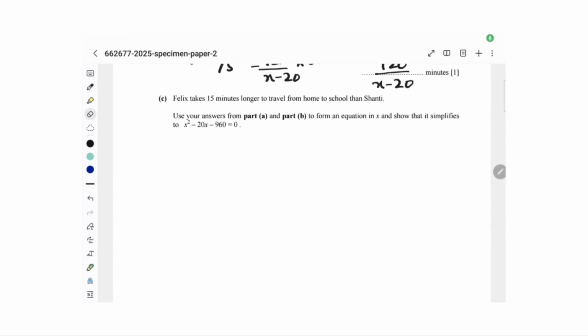In part C, Felix takes 15 minutes longer. Felix takes more time to travel from home to school because his speed was less than Shanti's. Use your answers from part A and part B to form an equation. The difference between their timings is 15 minutes; Felix arrives 15 minutes later than Shanti. So who is taking more time? Felix. More time minus the less time is equal to 15 minutes.